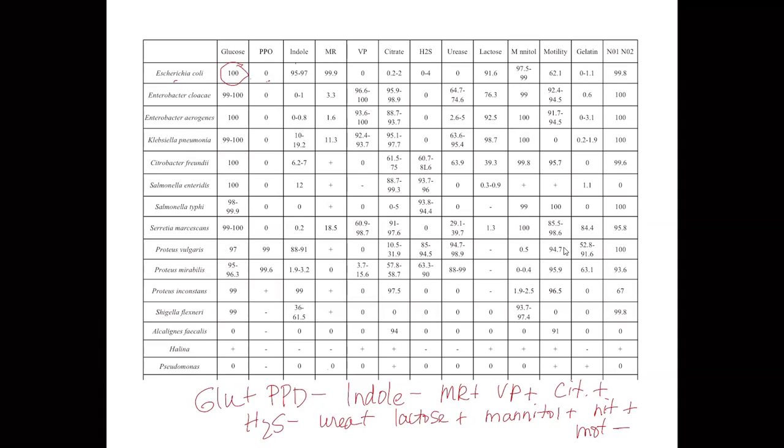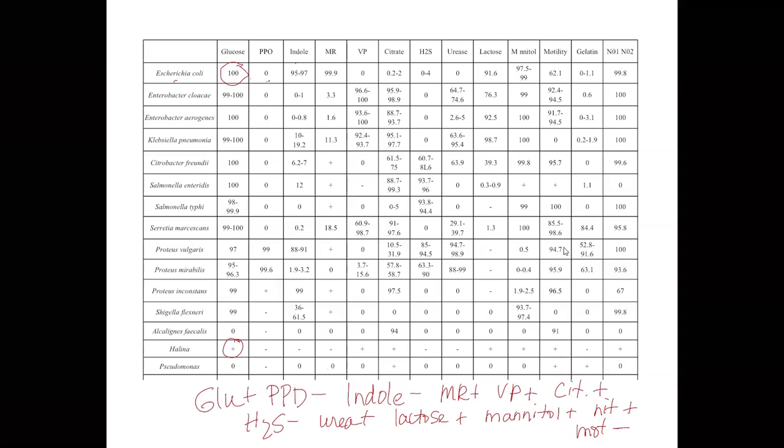Okay, so they're positive for MR. Okay, citrate is low, it's negative. So the lower the number it is, the more negative it is. The higher it is, it's more positive. There are some places where on this chart it just says positive or negative. So they didn't have the data, the numbers to put into this chart.